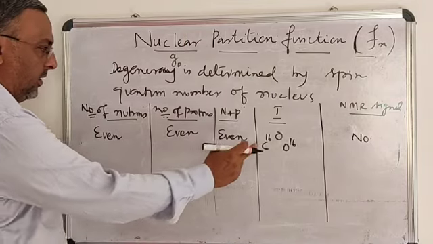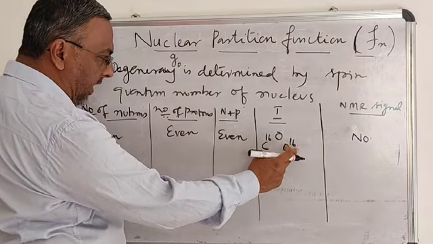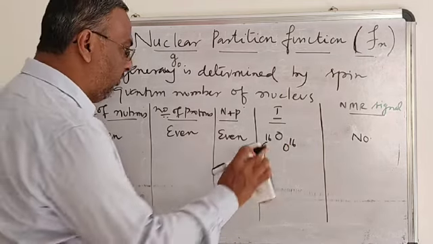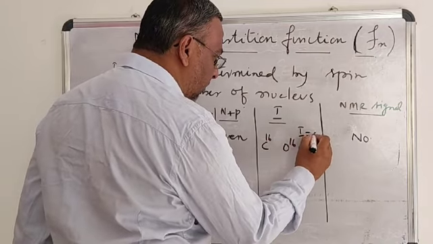See, it contains 8 number of protons and 8 number of neutrons, and its spin quantum number value will be equal to 0.